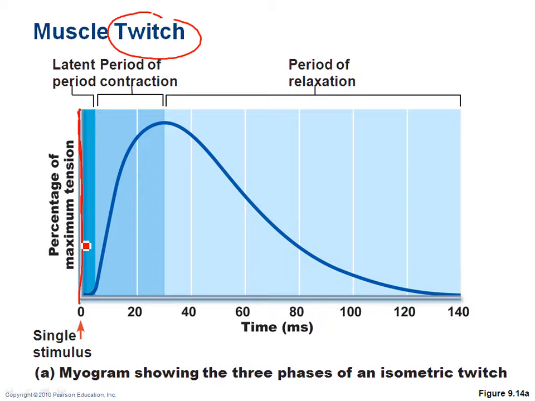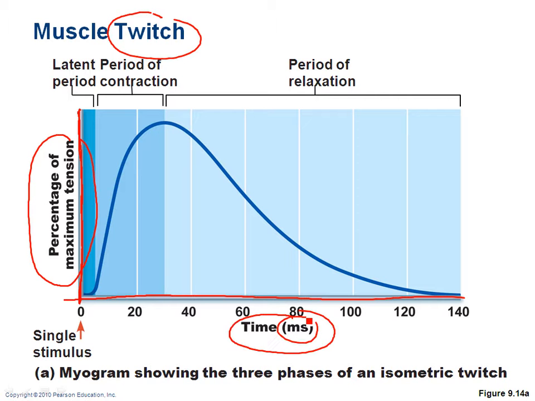A muscle twitch can be represented graphically like we see here on this slide. On this graph, the y-axis is your percentage of maximum tension or force of contraction within a muscle fiber or the whole muscle. On your x-axis, you're looking at the passage of time, and notice your time units here are ms. That stands for milliseconds. 1 millisecond is 1/1000th of a second. So we're down in a time frame which is going to happen in a fraction of a second.